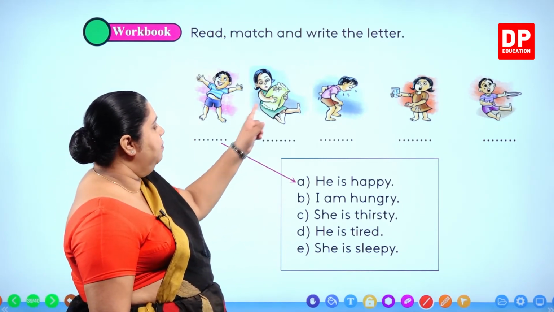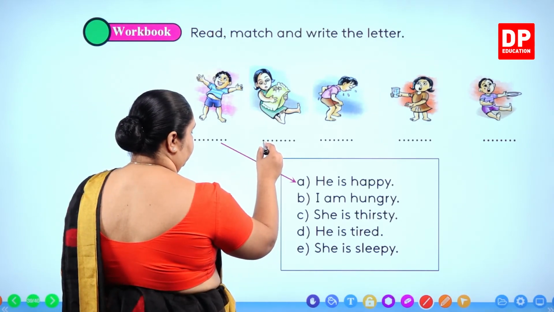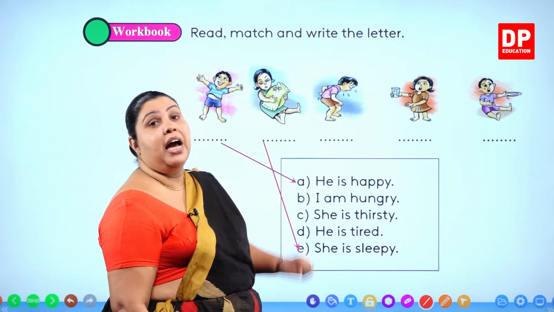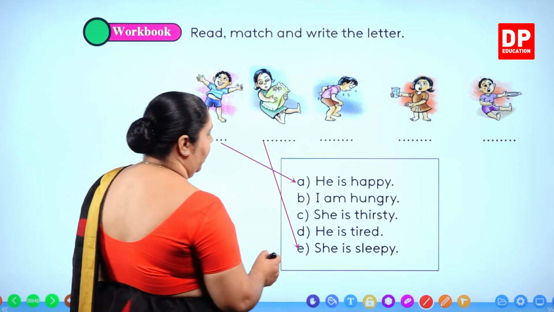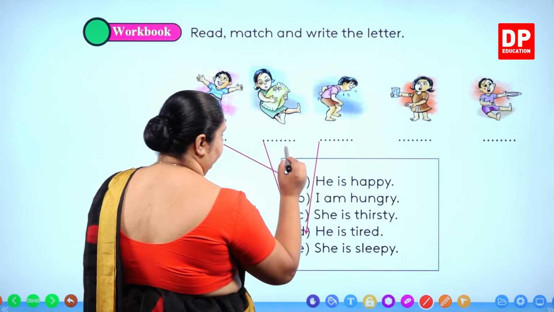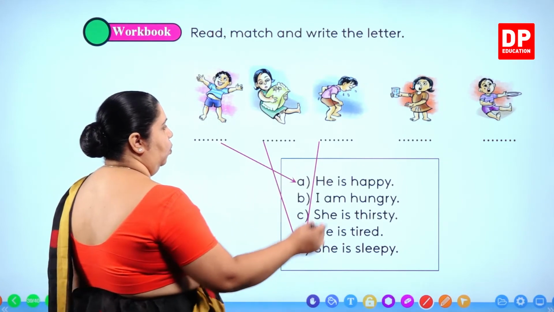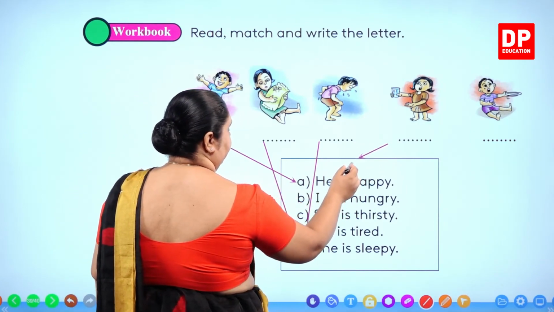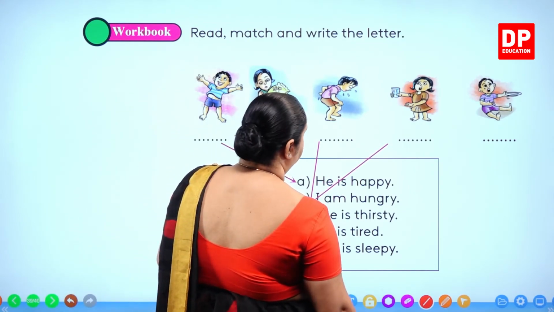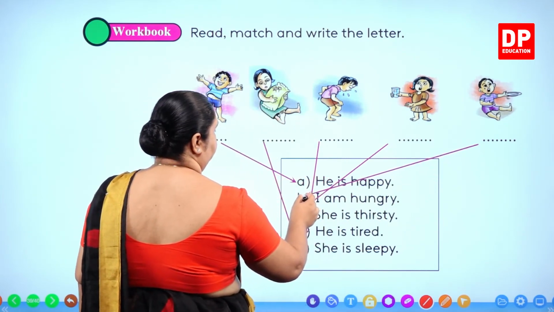Then the next one. I'm sleepy. That is the last one over here, letter E. I'm tired. Where is that? I'm tired, and that is letter D. I'm thirsty. Oh, that is letter C. The last one, I'm hungry. I'm hungry is letter B.